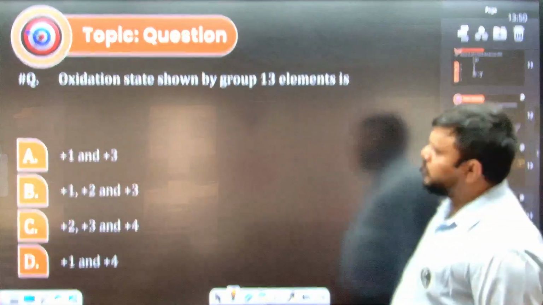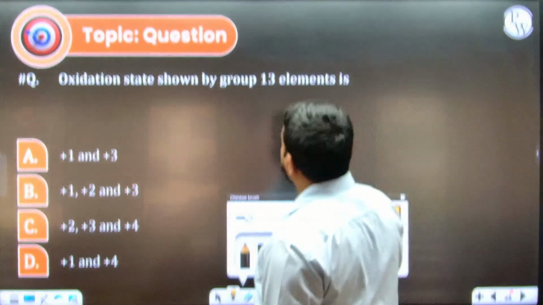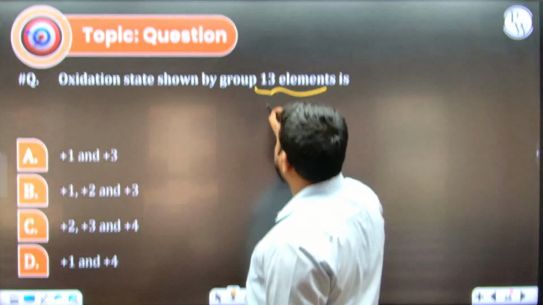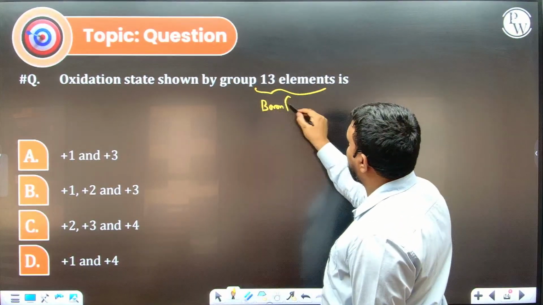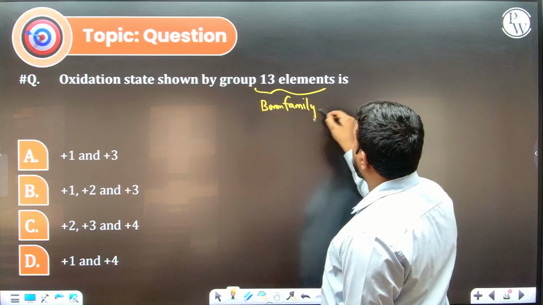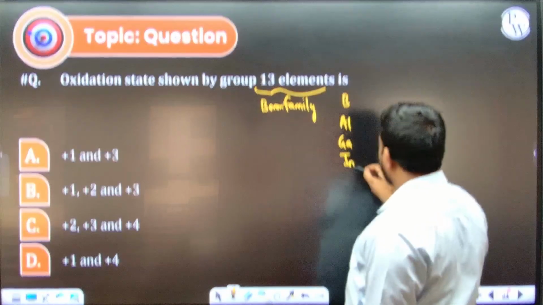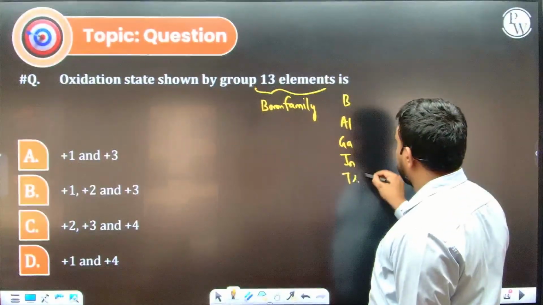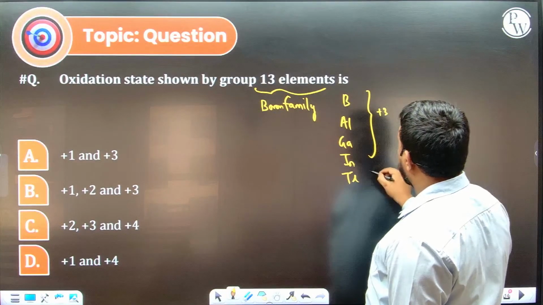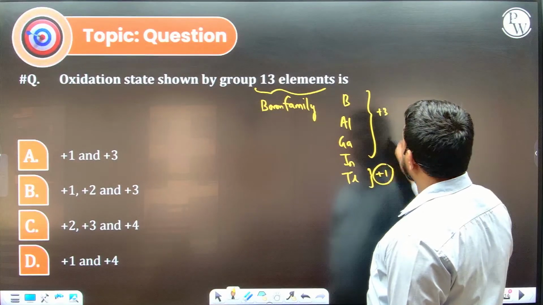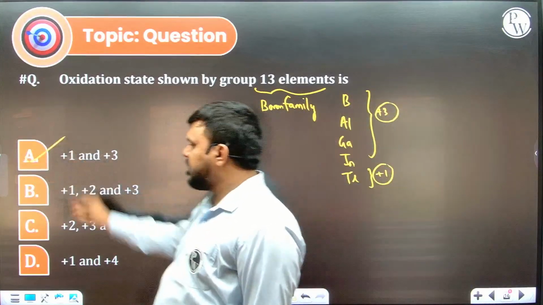Oxidation states shown by group 13. Everybody discussed this group 13, that is the boron family. In the boron family we saw boron, aluminium, gallium, indium, thallium. All of them showed +3, thallium showed +1. So what are the oxidation states? They are showing +1 and +3. Okay.